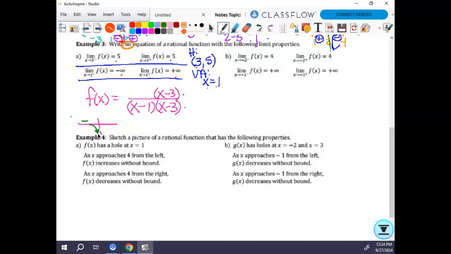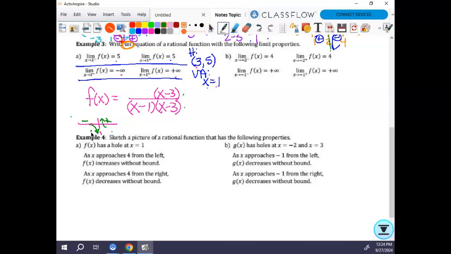And then if I substituted in something greater than 1, like 2, that would give me 1 over 2 minus 1, which is a positive 1, which means this side would go to infinity. Does that make sense? And does this match what this says up here? Yes, then I'm good. So I don't have to flip anything over. So I'm good with that.